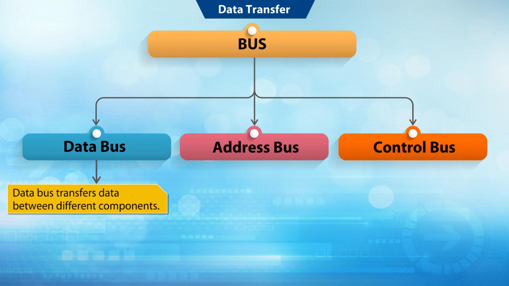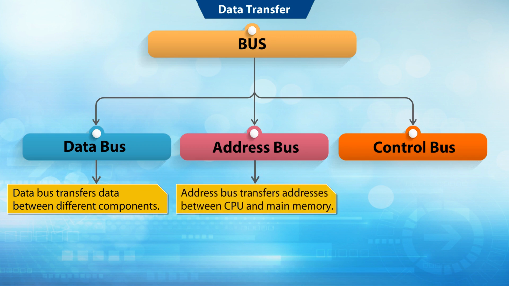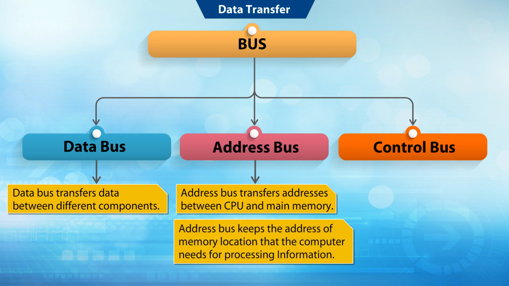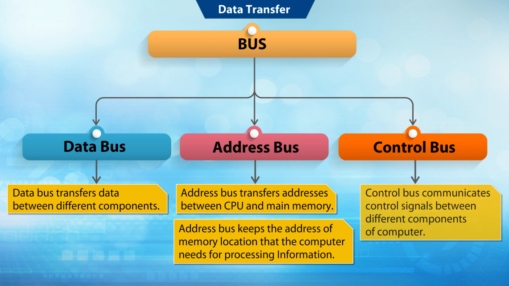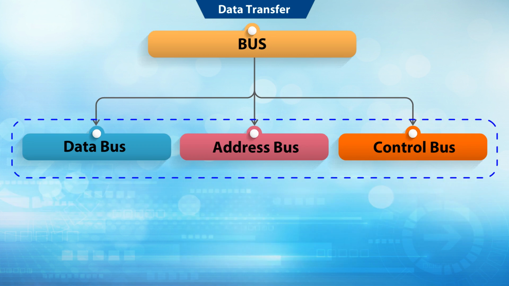Data bus transfers data between different components. Address bus transfers addresses between CPU and main memory. Address bus contains the address of memory location that the CPU wants to read or write from. Control bus communicates control signals between different components of computer. All the three types of buses are collectively called the system bus.